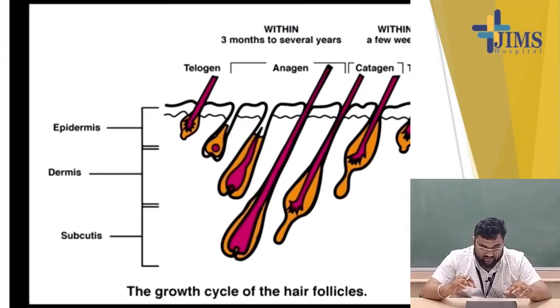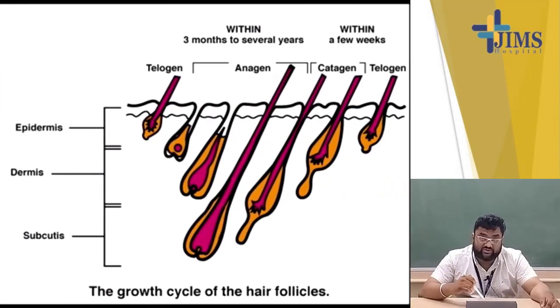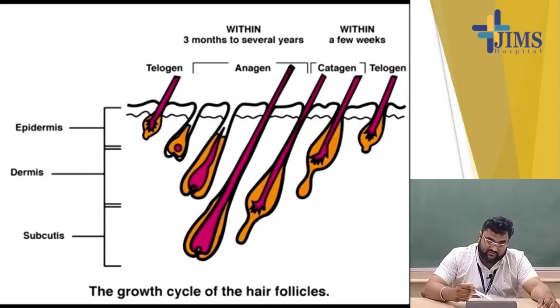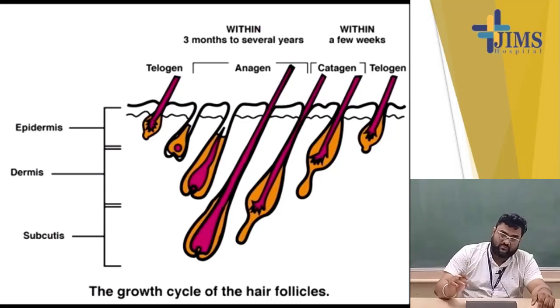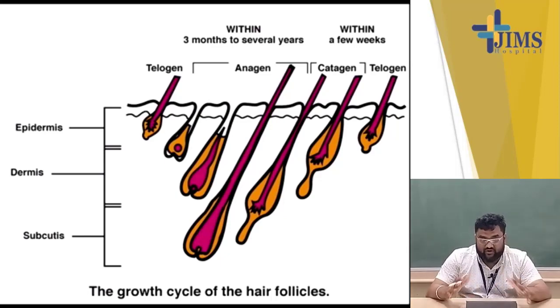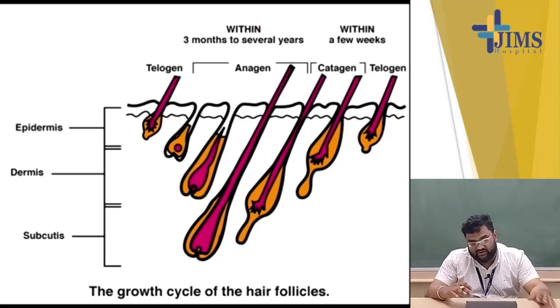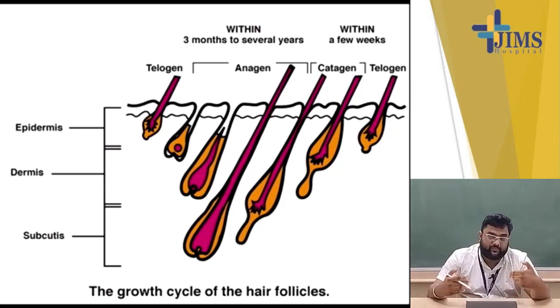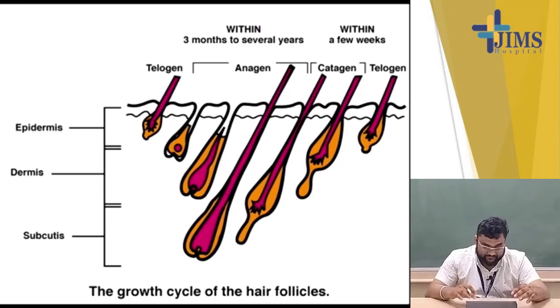One more picture I will show you. This is the growth cycle of the hair follicles. The telogen phase, the anagen phase is the growing phase, and the catagen where the hair is removed from the hair bulb. So these pictures, if you draw them in your exams, it will be self-explanatory, and it will be better for you to explain it through the pictures.